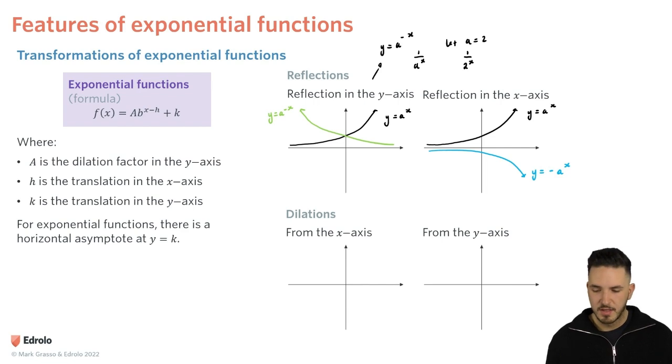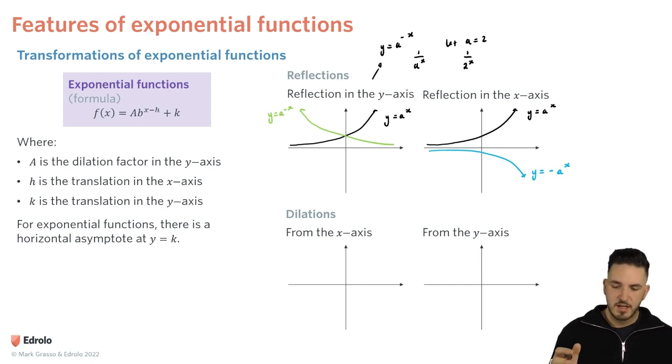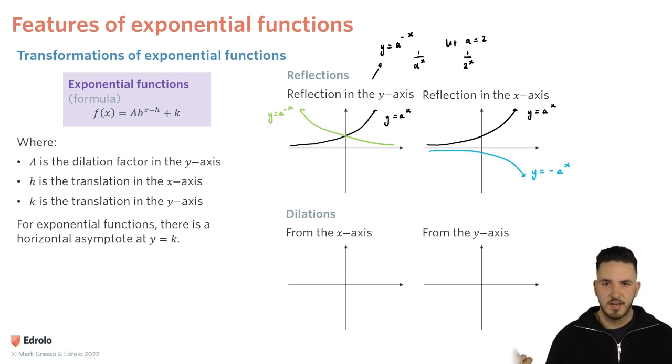So it's getting smaller. So y equals a to the power of negative x also resembles the graph of a decaying function. Okay, so they do look the same as if you had a half to the power of x or if you had 2 to the power of negative x.